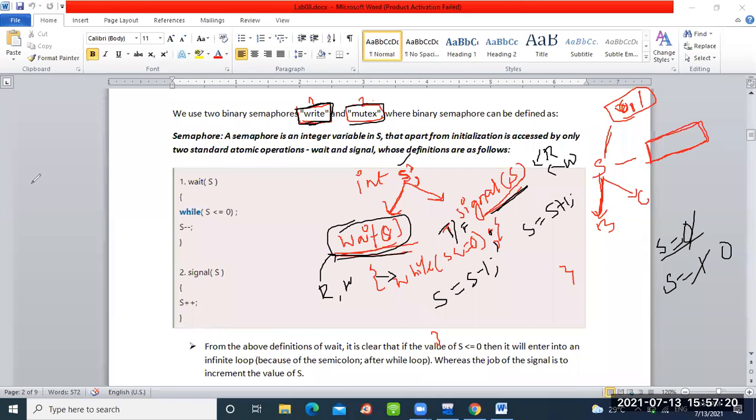Okay, suppose I call wait of write. What will happen whenever I call wait of write? It will first check while write is less than or equal to 0, semicolon. Otherwise, write equals write minus 1. So here, instead of s, I am using two different semaphores, one is write and one is mutex. Now you can see the same thing is written here.